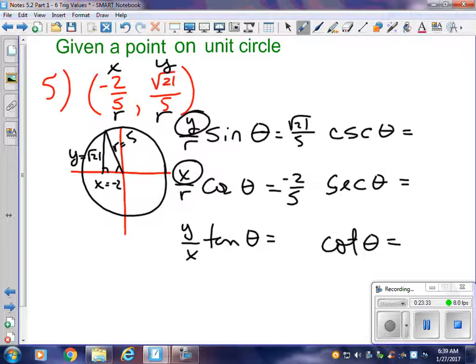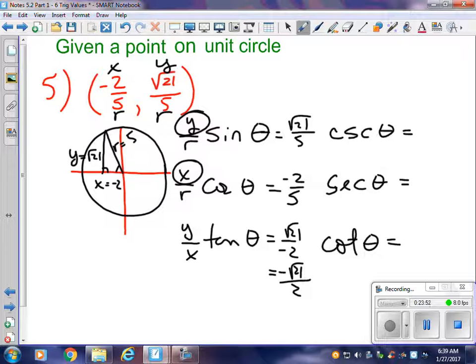So that's going to be square root of 21 over negative 2, and we're going to move that negative up and make it negative square root of 21 over 2. You don't want to leave a negative on the bottom of a fraction, so make sure that you always move the negative up.